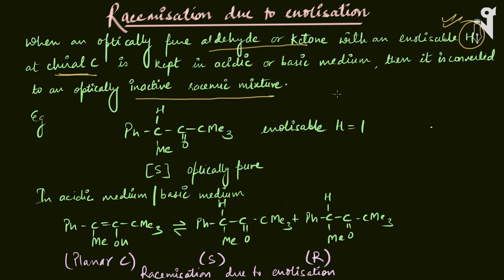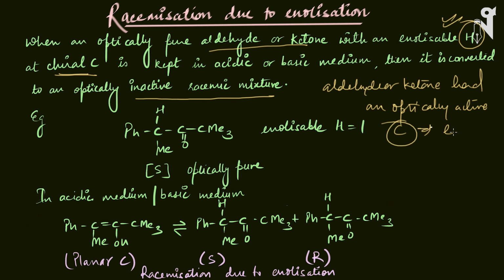That means if initially your aldehyde or ketone had an optically active carbon with enolizable hydrogen, then after converting into enol and then converting back into aldehyde or ketone, this whole process of to and fro conversion from keto to enol and enol to keto, what you get in result is a racemic mixture. Now what do I mean? Let's understand it over here.